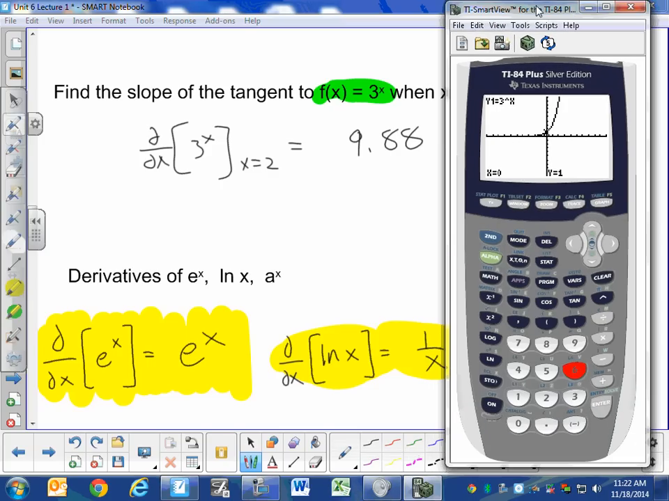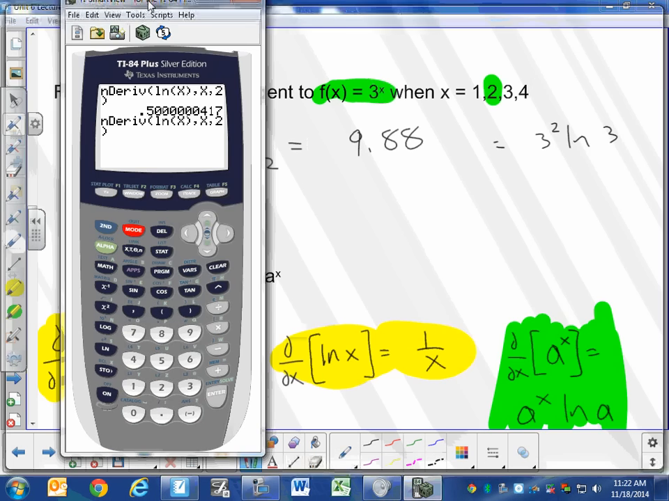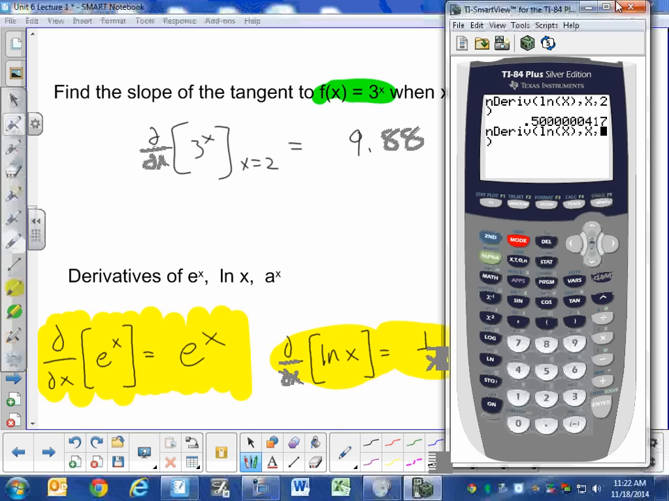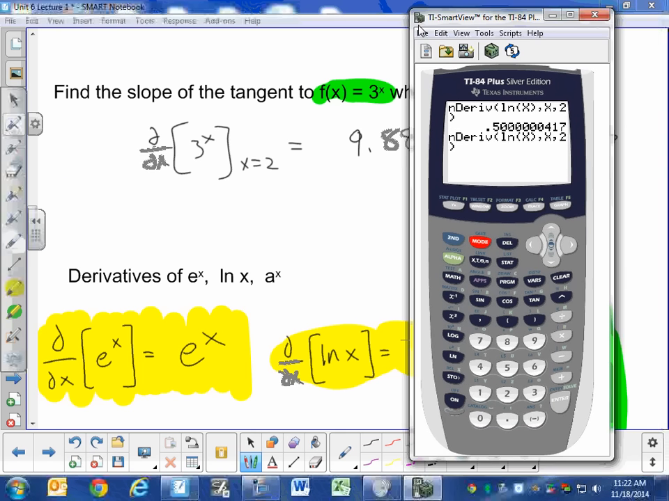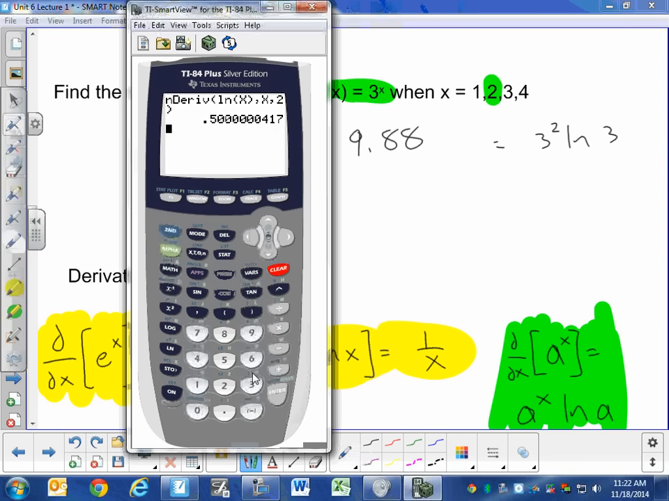So x equals 2. 9.8875. And that's also, if we confirmed, using our new derivative rule that we learned, equal to 3 squared log 3.